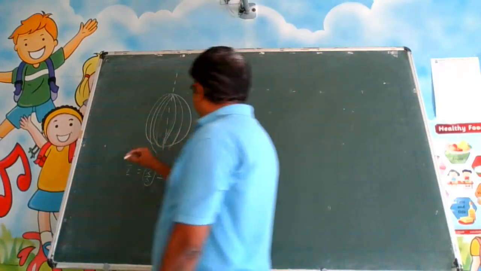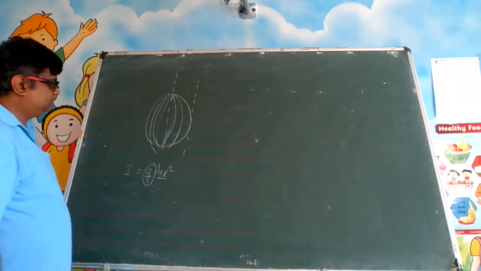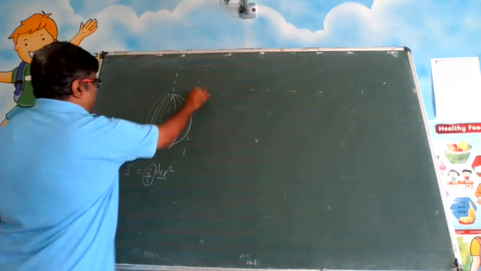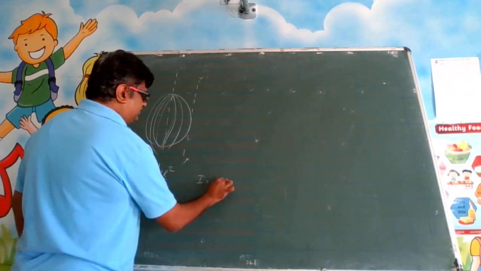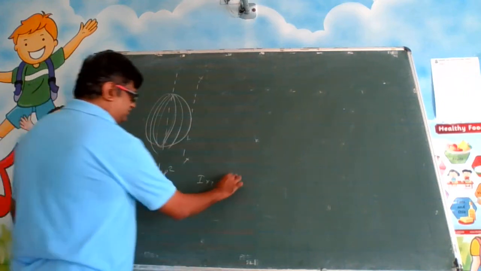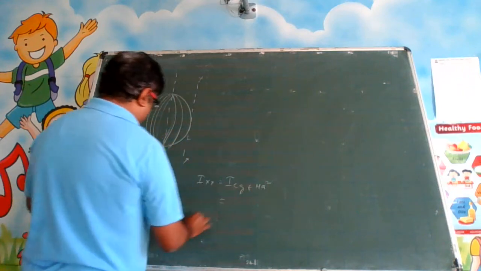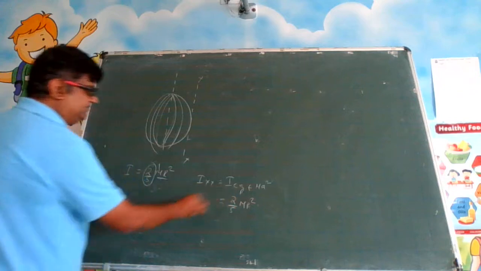So suppose here also they are asking you to find about the edge. So this is the sphere and this is the edge. So how will you get it? Here also Iedge will be equal to, by the parallel axis theorem, ICG plus m into a square. Here it is 2 by 5 mr square, this is the ICG value.